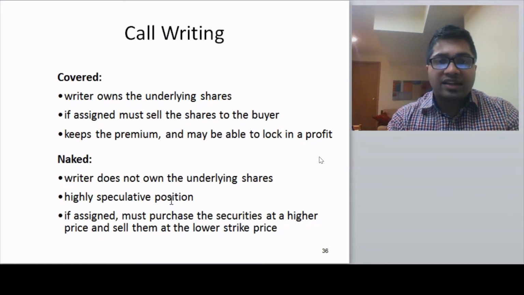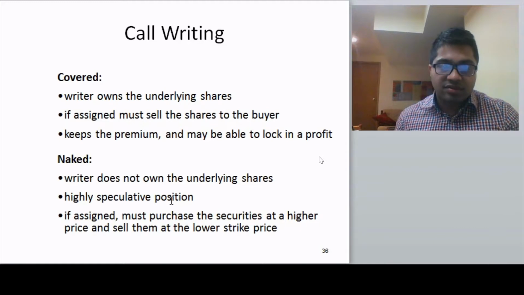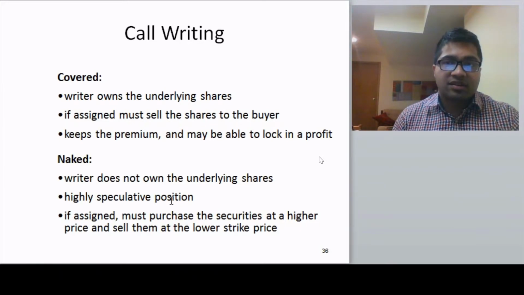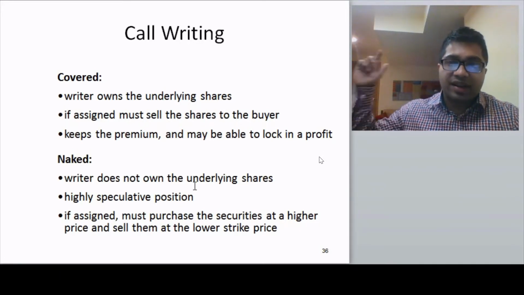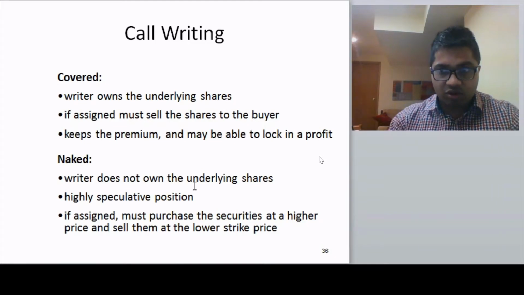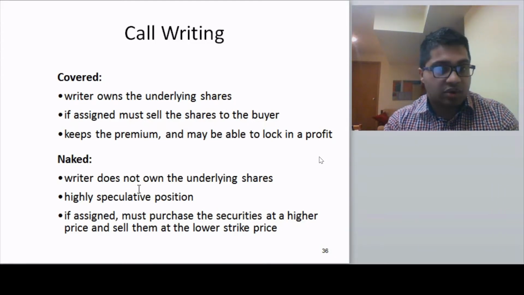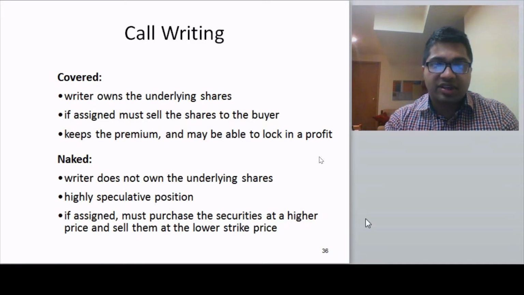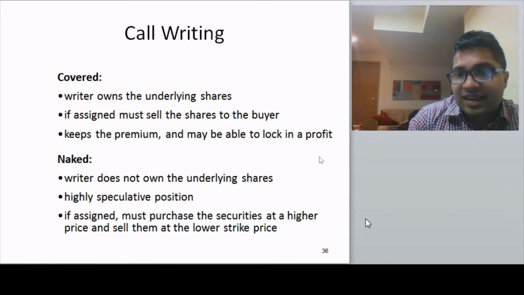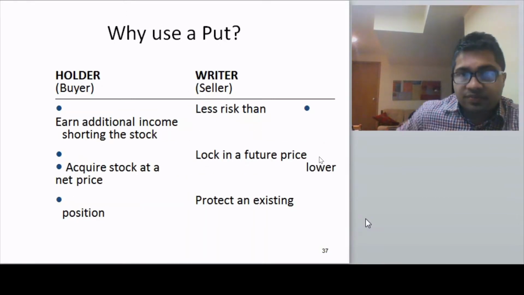Naked call: the writer does not have any underlying stocks, but you still write. So if the buyer assigns you, you have to pay from your own pocket, and it can be a large amount. So it's a highly speculative position. If assigned, you must purchase the securities at a higher price, then sell them at a lower strike price. So you can make a large loss.